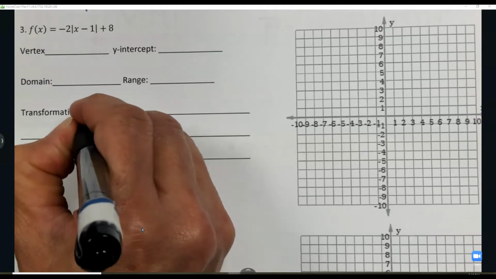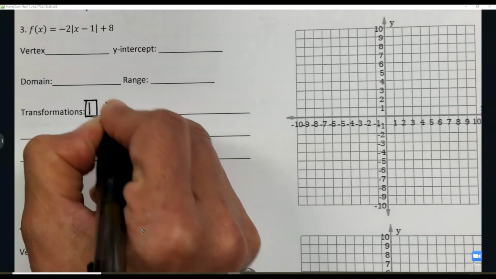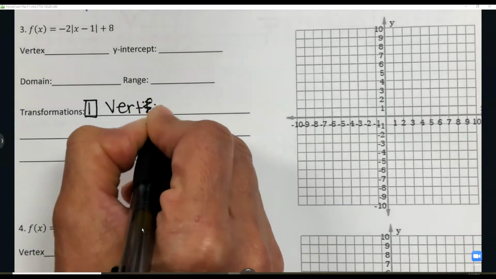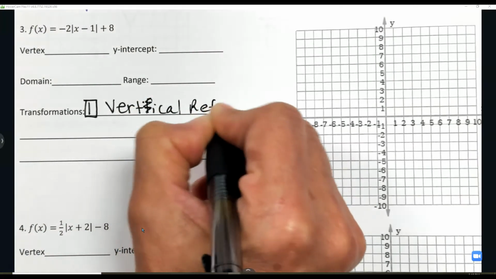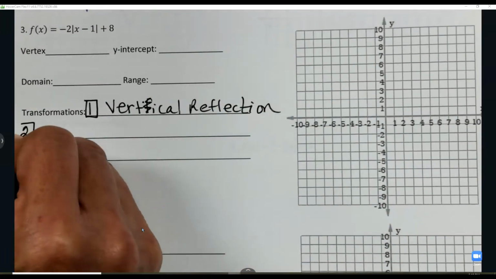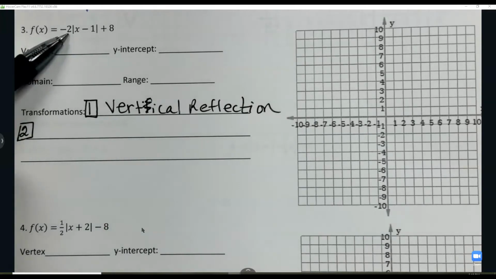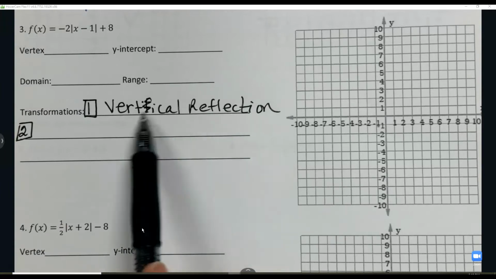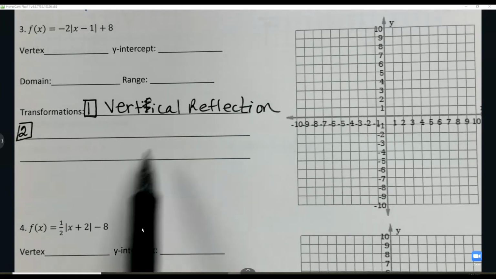value. And remember, that stands for a vertical reflection. Ooh, vertical reflection. The next thing we're going to talk about is what that 2 is. So ignore the negative. We already addressed the negative. We know it's a vertical reflection.